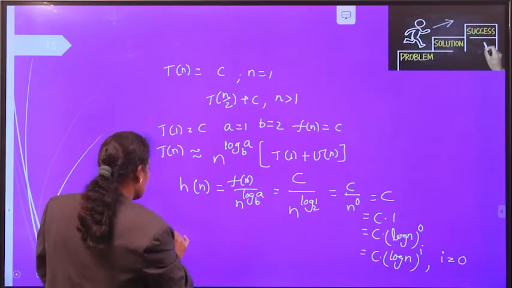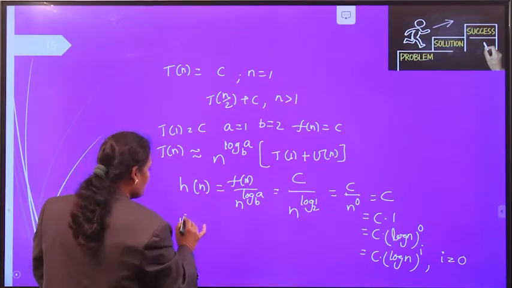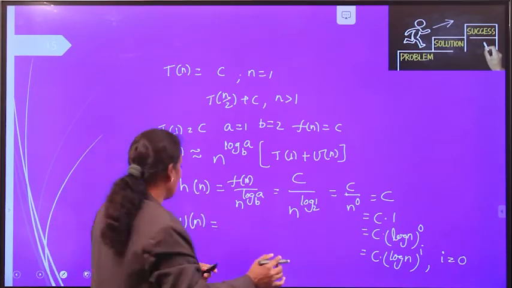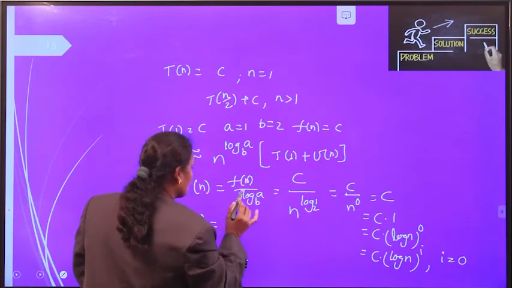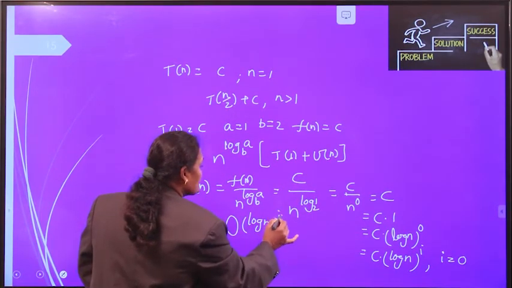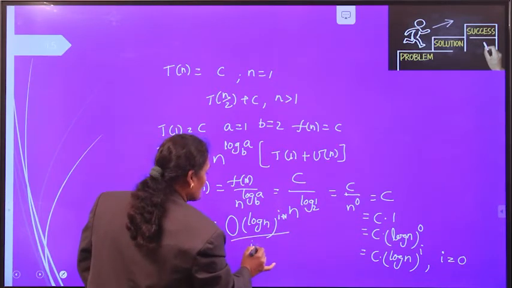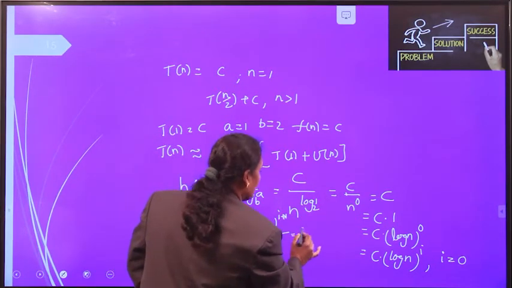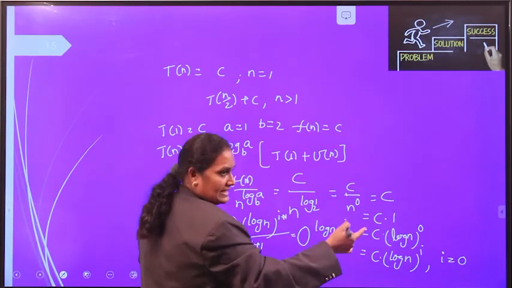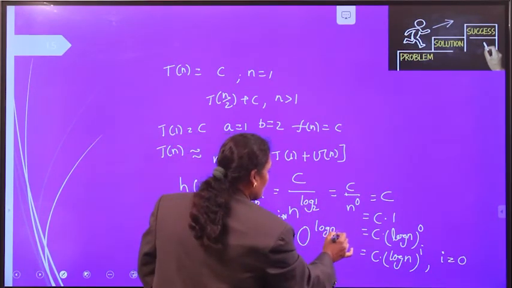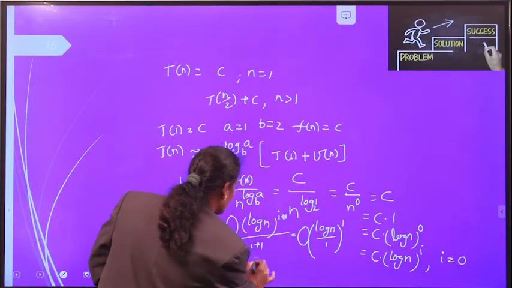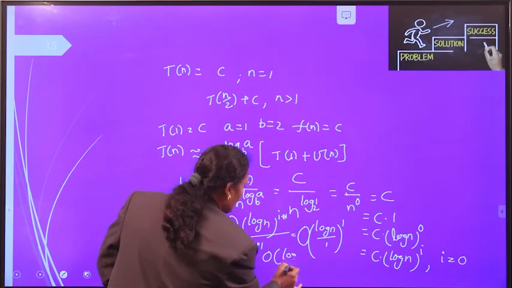Now what is the corresponding U of n? If you observe the table that you learned earlier, U of n becomes big O of log n power i plus 1 by i plus 1. So here, with i equal to 0, it becomes big O of log n power 0 plus 1 by 0 plus 1. So it becomes big O of log n.